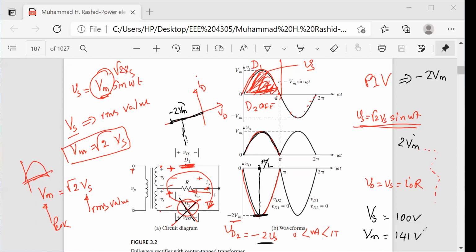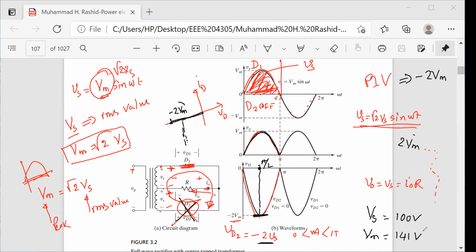Because when D2 is reverse biased at omega t equal to pi by 2, it will go to breakdown and current will flow in the reverse direction. When a diode or any device is reverse biased or off, the ideal characteristic we learned from chapter 1 is that there should not be any current flow through it. You understand what I say?